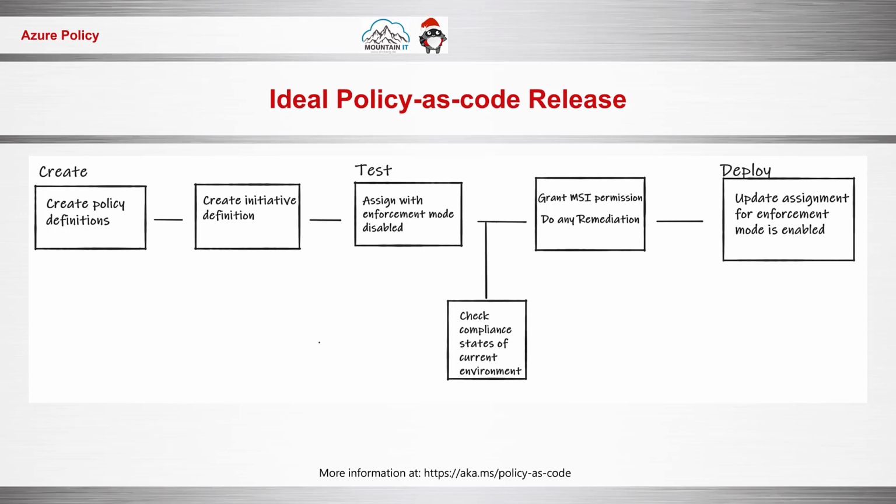So what you normally should do is create your policy definitions and your initiatives as code in your repository, test them with maybe an enforcement mode of disabled, then check the compliance states of the current environment, have a look at what's going on there, and then go to the MSI permissions, do all the remediations you have to do to make sure you don't break your full environment, and then go ahead and deploy the full policy with the enforcement mode on enabled, and then you have a super cool thing. But if you want to do this all manually, that's quite hard.